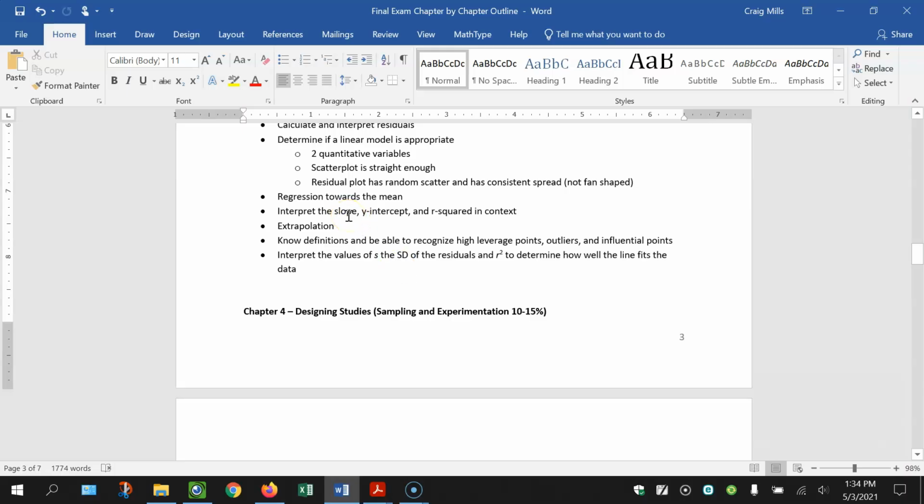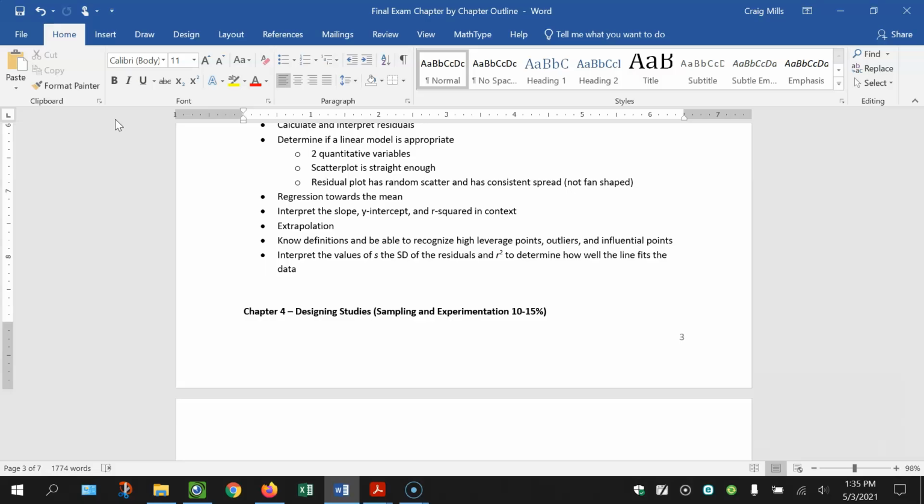Interpretations: interpret the slope, the y-intercept, R squared. So remember, slope and y-intercept, you should be saying like predicted. As somebody's height increases by 1 inch, we predict their arm span will increase by 2 inches. Y-intercept, somebody who's 0 inches tall, we predict will have an arm span of 5 inches. We don't typically see the y-intercept being asked for an interpretation because it typically doesn't make sense.